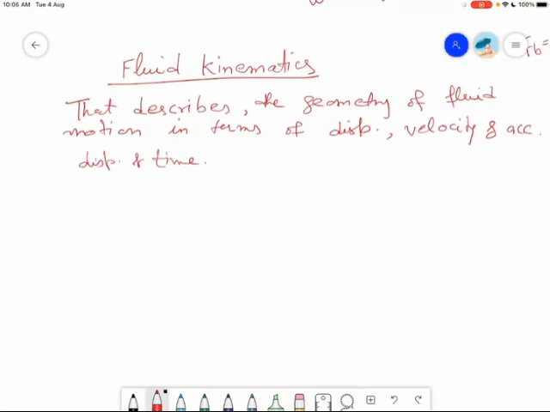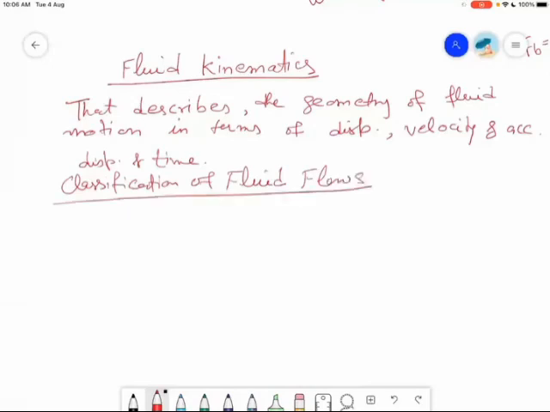Now in fluid kinematics we use some terms. Those terms we put under the category of classification of fluid flows. Classification of fluid flows. In this, the first classification is uniform flow and non-uniform flow.